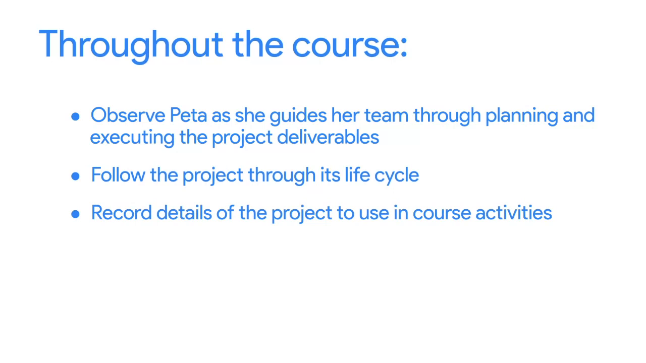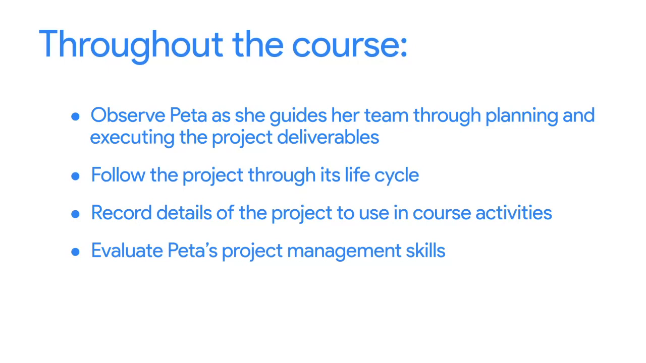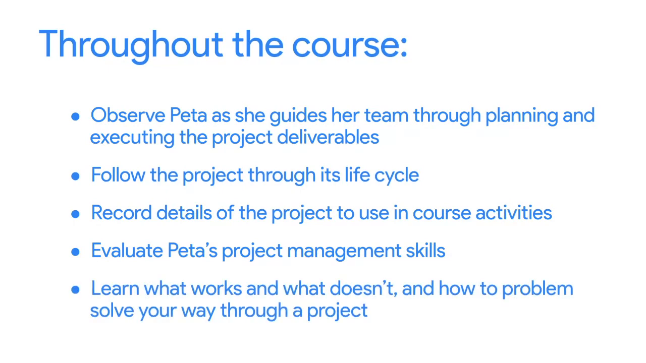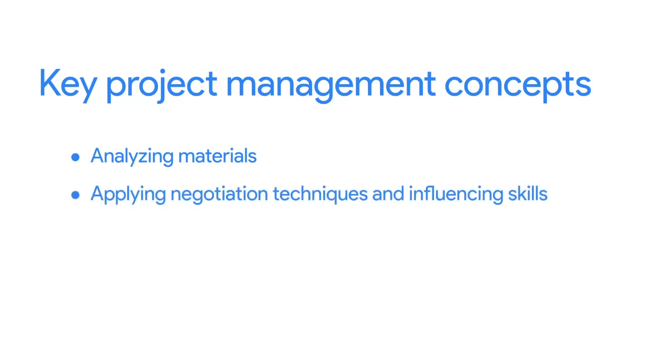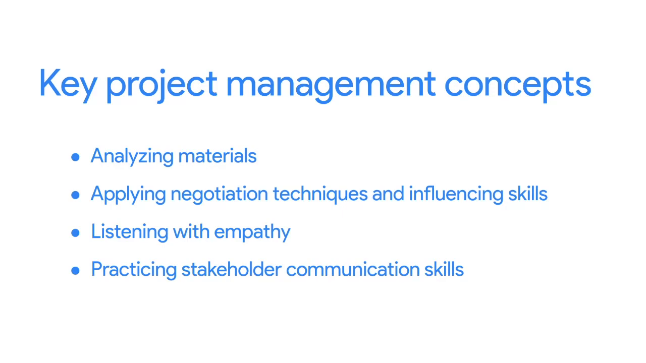Along the way, you'll record details of the project to use in course activities. You'll also evaluate Peta's project management skills as she works to complete this project in scope, on time, and within budget. You'll learn what works and what doesn't, and how to problem solve your way through a project. As you progress through the course, we'll review and practice key project management concepts, which include analyzing materials to identify project requirements, solve problems, and manage stakeholders, applying important negotiation techniques and influencing skills, listening with empathy when working with a team, and practicing your stakeholder communication skills.